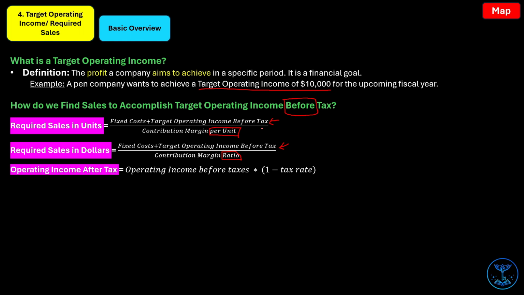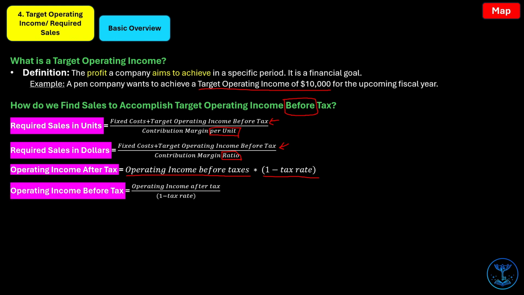And then operating income after tax, in case they ask you in a question, what is our operating income after taxes? Well, if they give you a tax rate, you would use your operating income before tax times 1 minus your tax rate. And if we need to calculate our before tax, because all these formulas need to be calculated with the before tax, and they give you your operating income after tax, we can find our before tax by doing operating income after tax divided by 1 minus the tax rate. And usually they'll be giving you the tax rate in the question.